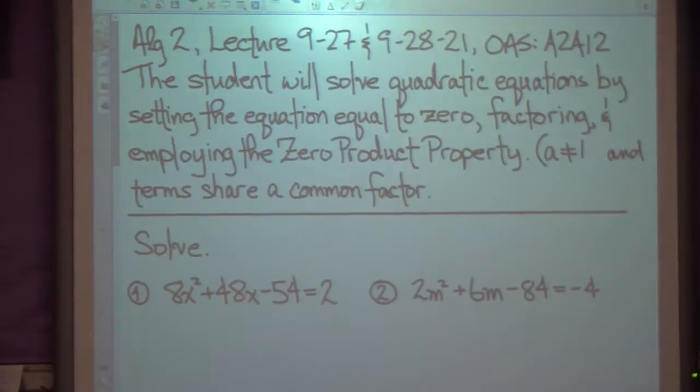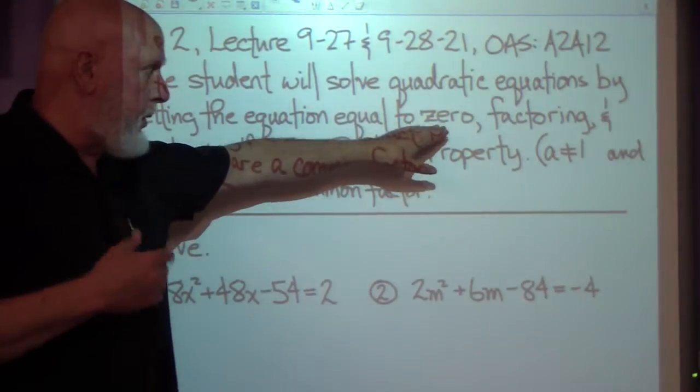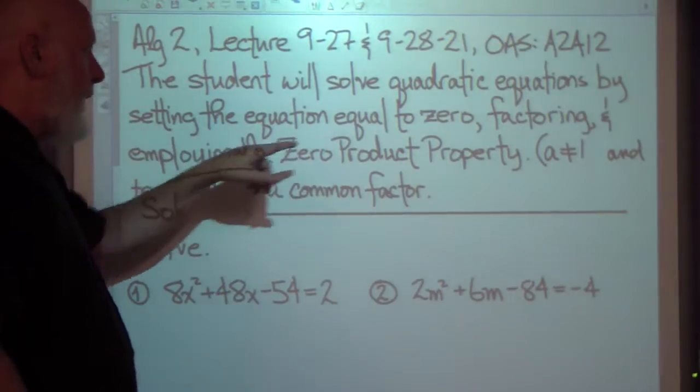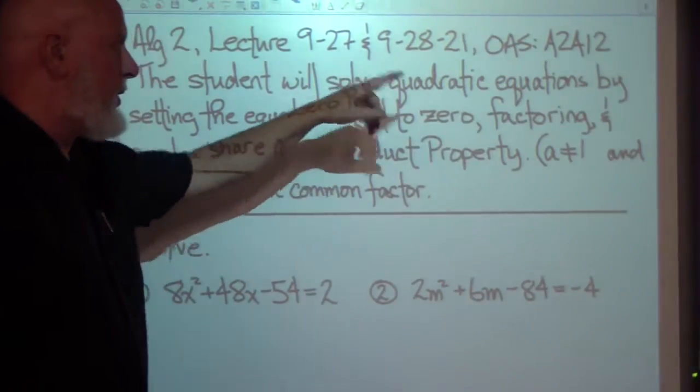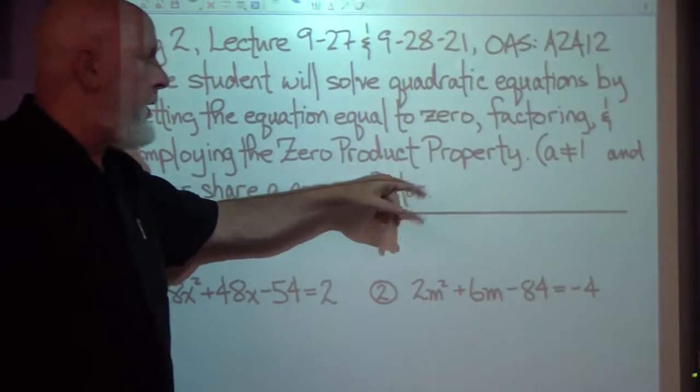Looks like we're going to be doing Algebra 2, Lecture 927 and 928 today. That's OAS A2A12. The student will solve quadratic equations by setting the equation equal to 0 if it's not already set equal to 0. Factoring. So we'll set it equal to 0, we'll factor, then we'll employ the zero product property.